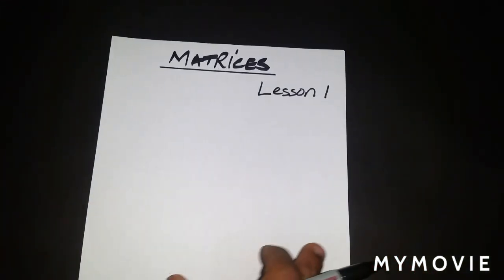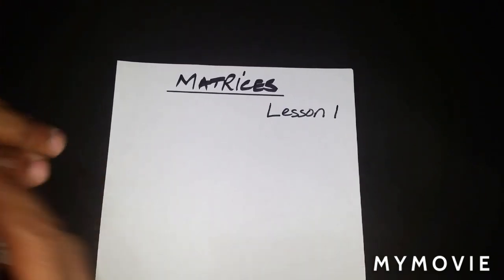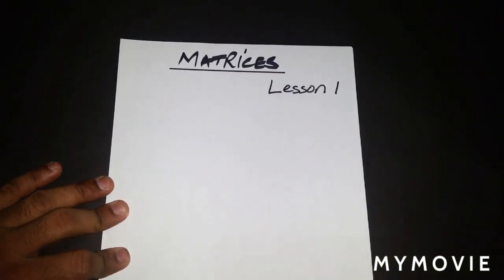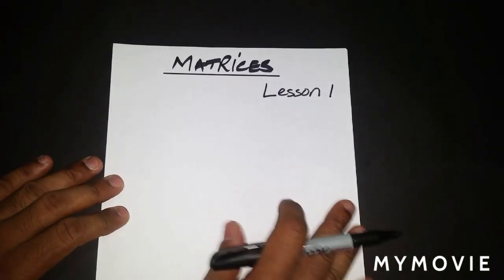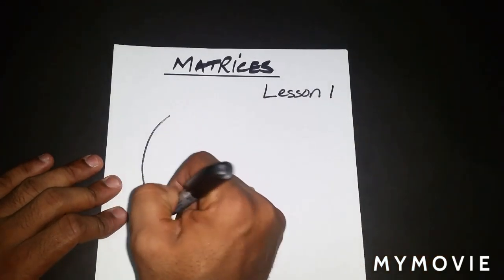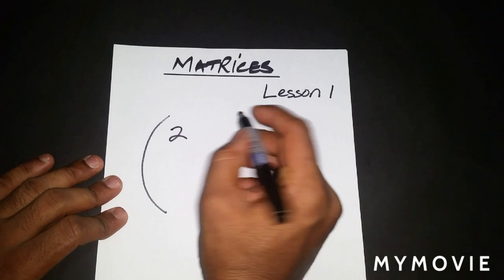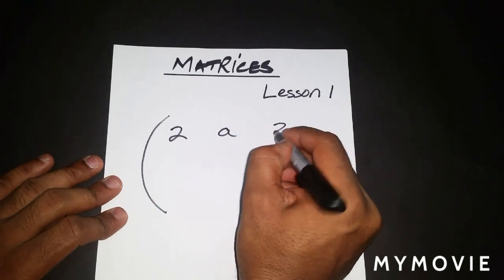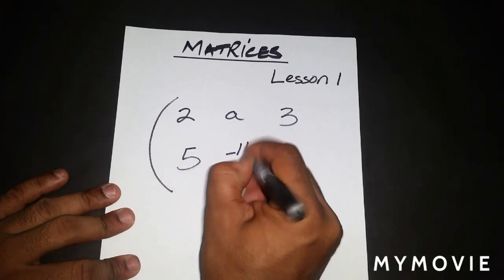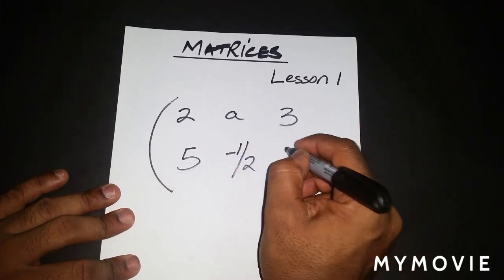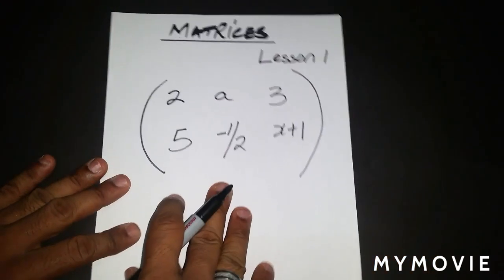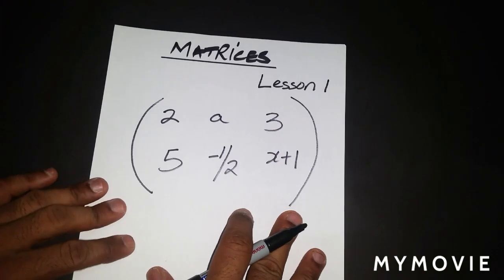Now, one of the questions I asked at the end of the last class was, what is a matrix? And a matrix is simply a rectangular array of elements. Now I'm going to give an example of a matrix. So here is one. I'm going to put 2, a, 3, 5, negative a half, and x plus 1. Okay, so here's an example of a matrix.